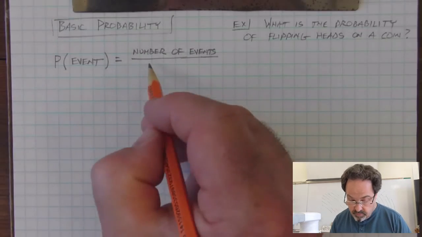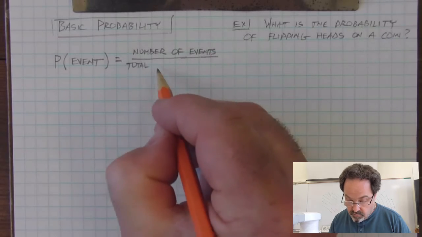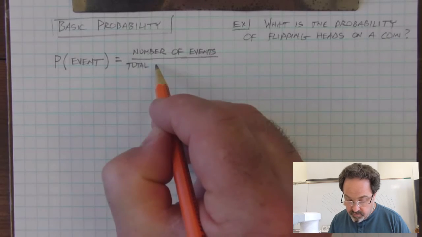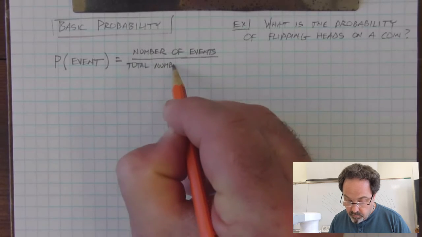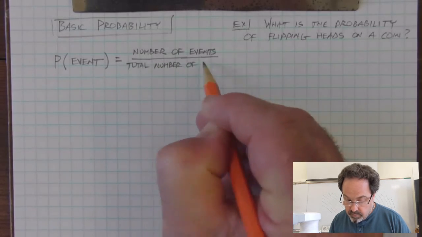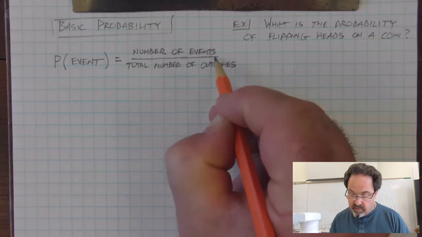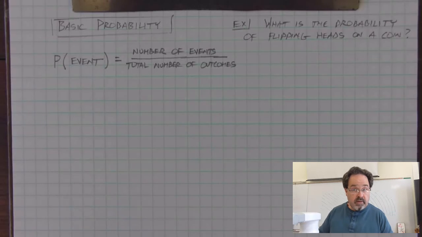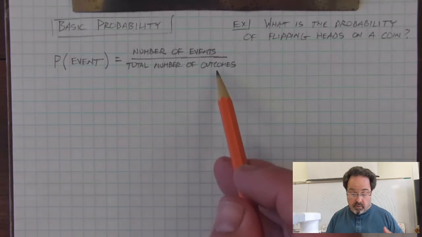In the denominator, we want to list or enumerate the total number of possibilities or possible outcomes. Total number of outcomes that are possible taking this action. In this case, the flipping of a coin only has 2 possible outcomes. So in the denominator, we put a 2.